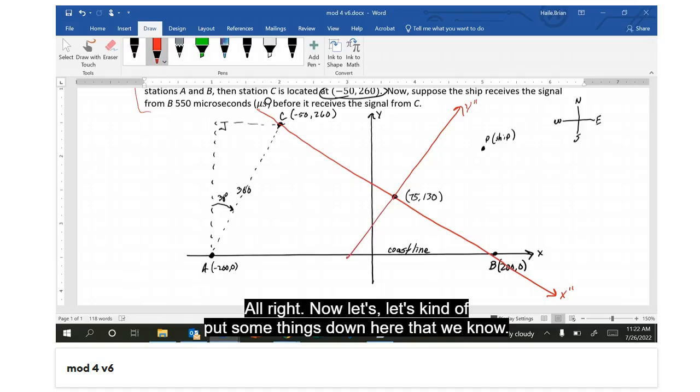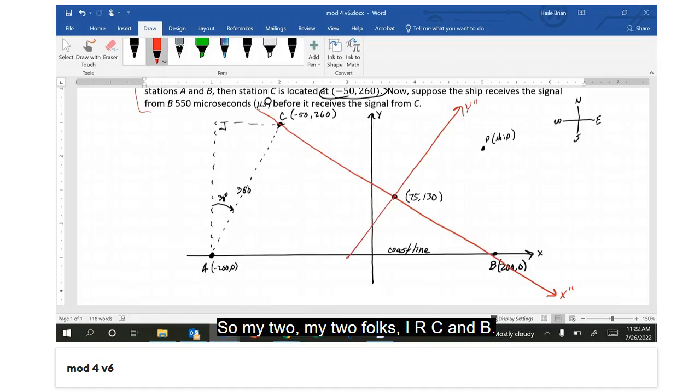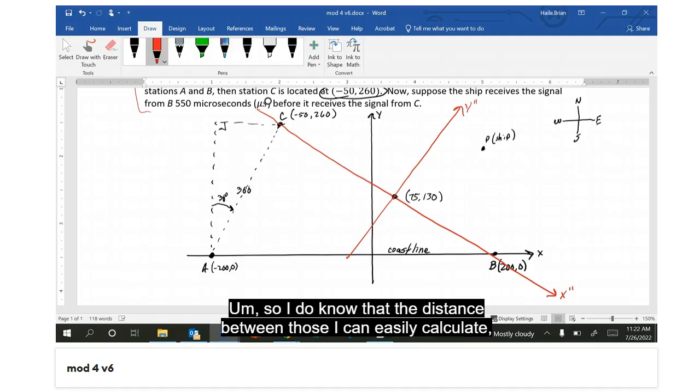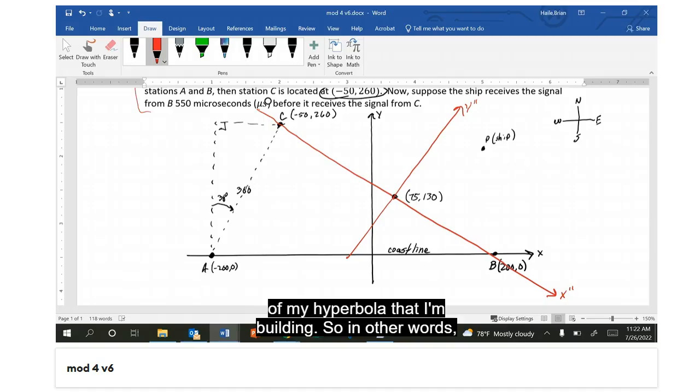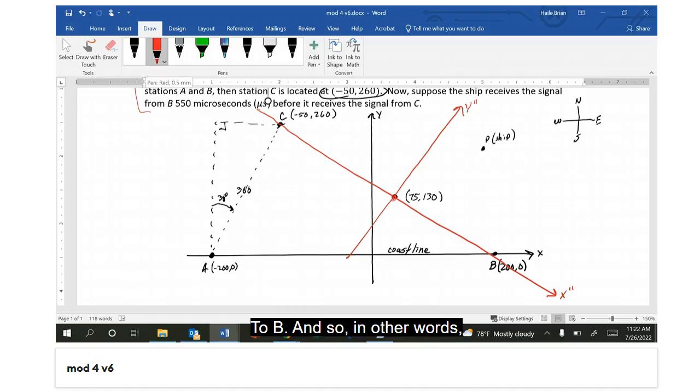All right. Now let's put some things down here that we know. My two foci are C and B. I can easily calculate the distance between those using the distance formula, or actually, what I really want is the distance between B and the center of the hyperbola that I'm building. In other words, the distance from this point right here to B.